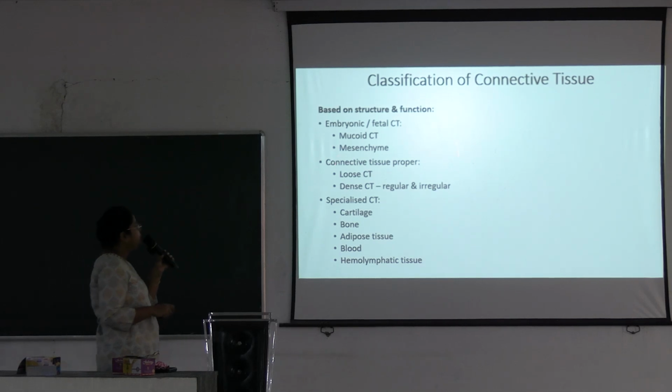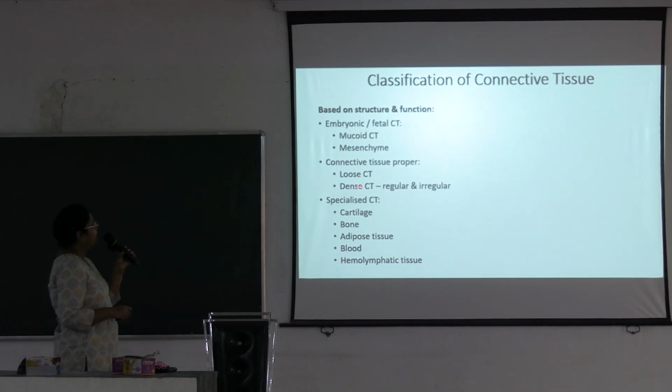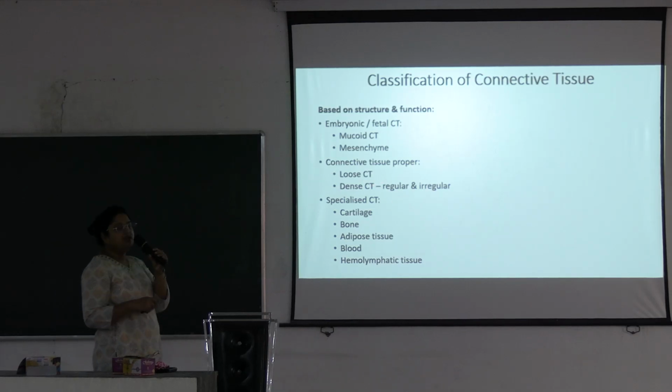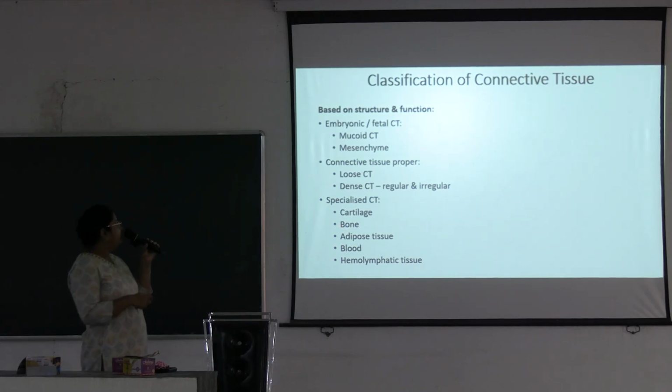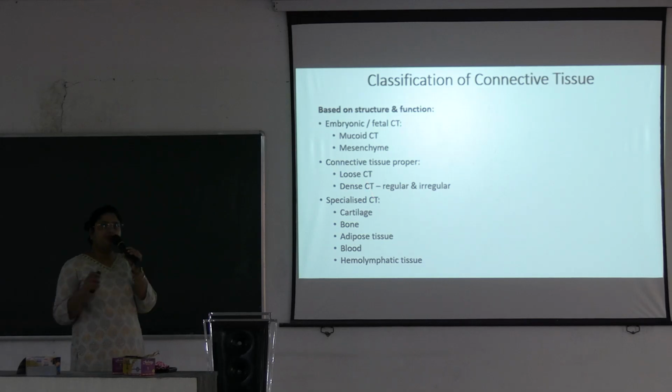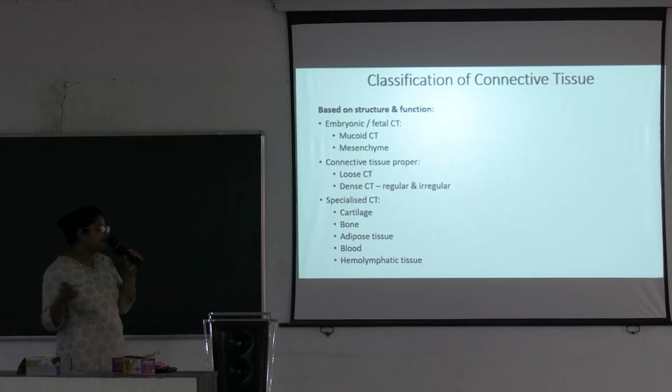Next is connective tissue proper. These are of two types: loose connective tissue and dense connective tissue. Dense connective tissue is again of two types: dense regular and dense irregular connective tissue. Okay. You have to draw this in your histocopy. I will show the pictures.